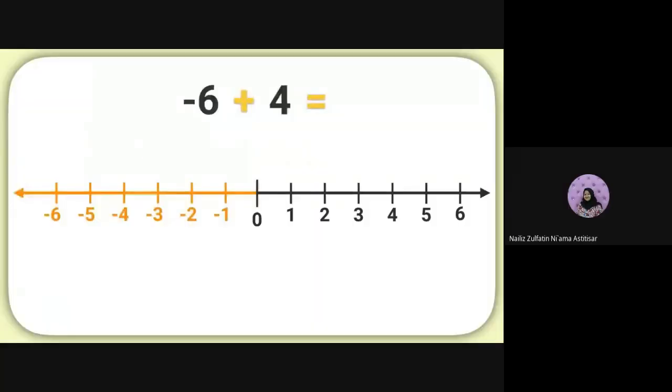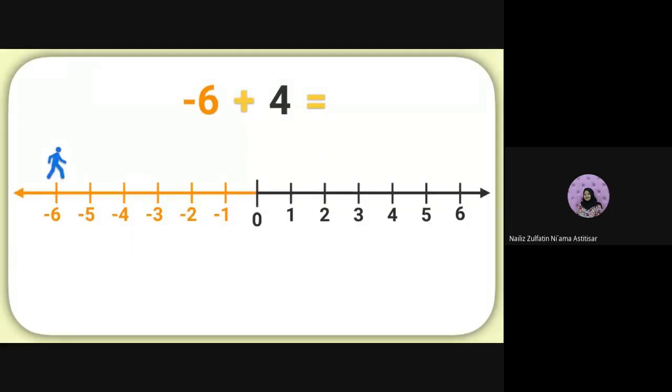Here's another problem to practice with. Let's add negative 6 plus 4. Well, I'm going to start at negative 6 on my number line. Then what should I do? Well, I'm adding positive 4. So I'm adding a positive number. My person is going to walk forward. If I walk forward 4 spaces, where on the number line will I be? Well, if I move forward 1 space, 2 spaces, 3, and 4, I'm at negative 2. So negative 6 plus 4 is negative 2.